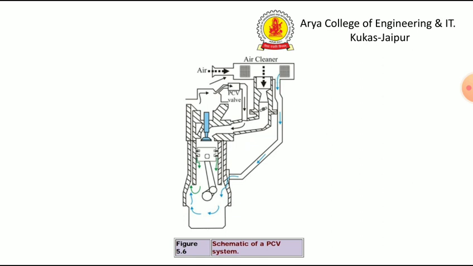The PCV valve restricts the flow of blow-by gases during idling and very light loads, which would otherwise cause excessive leaning of the charge by ventilation air. Under normal engine operation, the PCV valve is fully open, providing free flow of the gases, while under high intake manifold vacuum the flow is restricted. So this is the operation of the positive crankcase ventilation.